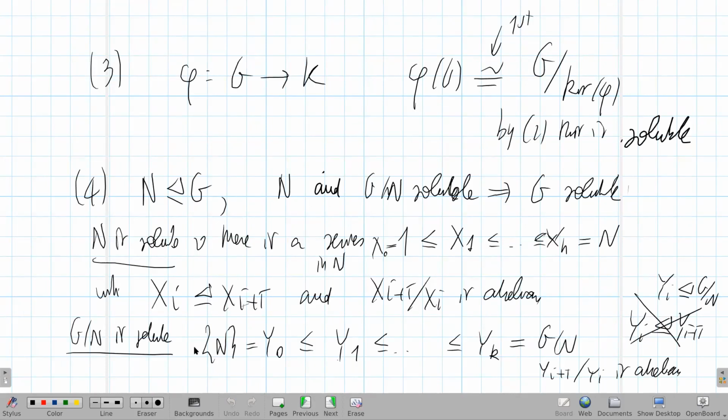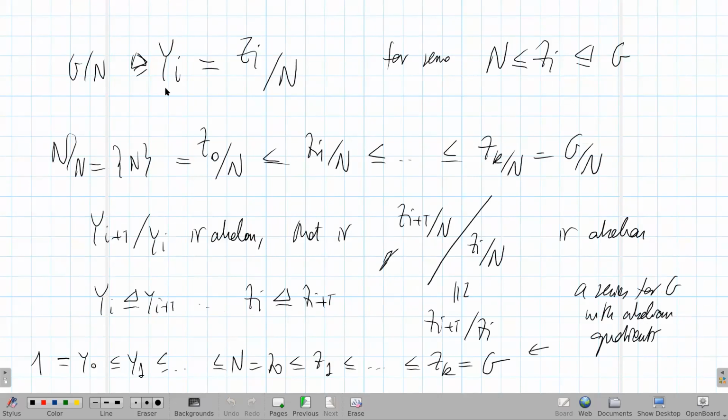I can choose any of the 3 equivalent conditions for G being soluble. For N, I have chosen the series definition, non-normal series, with every subgroup normal in the next, but for G over N, I can choose the other condition. Let me stress that the reason why I have chosen the series definition for N is that I'm not guaranteed that the Xi are normal in the whole of G, because normality is not transitive. Whereas if I work on G over N, the third isomorphism theorem assures me that if the Yi are normal here, then the Zi are also normal here.